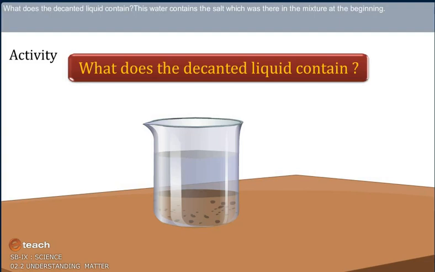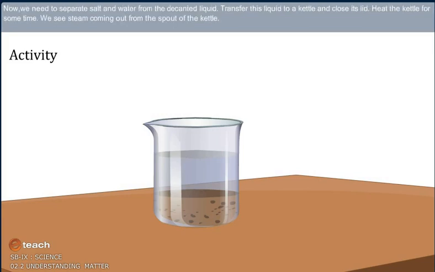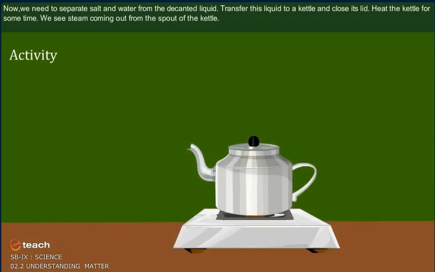So students, what does the decanted liquid contain? This water contains the salt which was there in the mixture at the beginning. Now, we need to separate salt and water from the decanted liquid. Transfer this liquid to a kettle and close its lid. Heat the kettle for some time. We see steam coming out from the spout of the kettle.